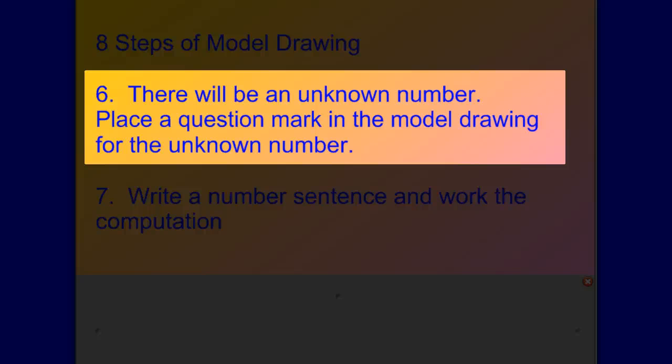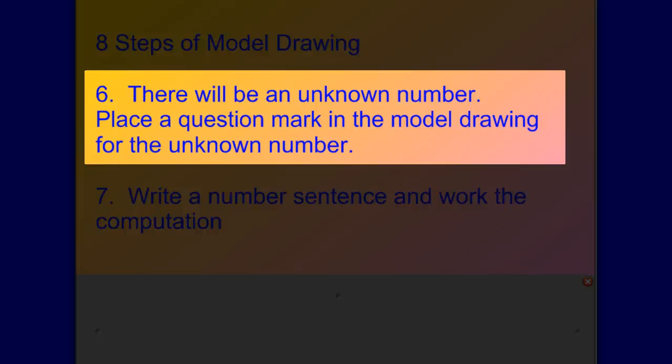Finally, we're going to get to the end of that problem or some point in the problem, and we're going to realize that there's an unknown number. There's a number that we don't know. We might have a total and it's one of the sub numbers that are missing, or we might need some kind of a total. When we get to this piece, we're going to place a question mark in the model drawing for that unknown number.